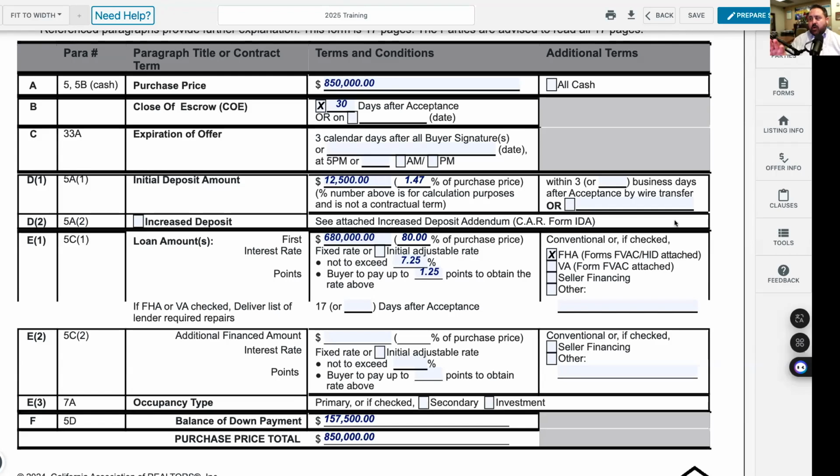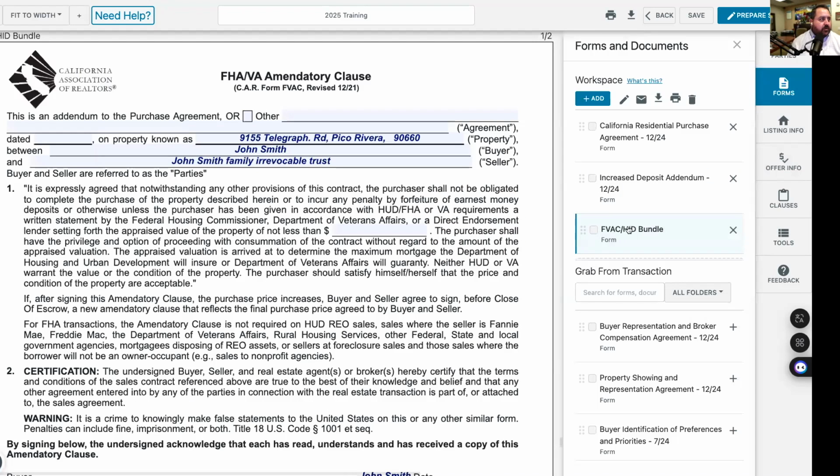We're going to get to where all the credits are in a moment. Okay. So we'll get to that in a minute, but let's look at the forms real quick. I want to just show the FHA VA mandatory clause. We have to make sure we put the sales price in here. So in this case, the sales price is $850.